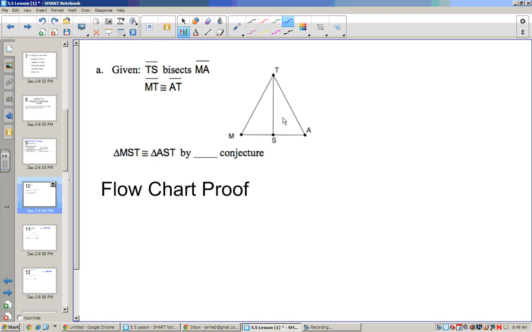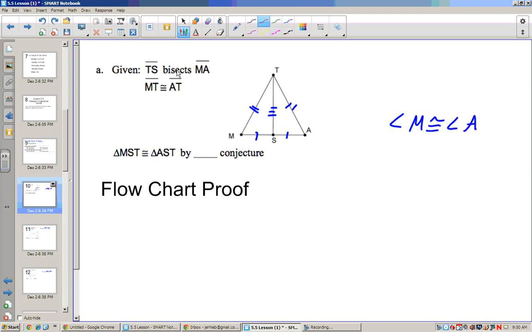Now, TS bisects MA. So from that, we know MS is congruent to SA. We know MT is congruent to AT. And we know that TS is in both of the triangles. I guess I really don't need that, but I'll put that there, showing that it's on the left triangle and on the right-hand triangle. So what I want to do here is prove that these triangles are congruent, and from that I can prove something else. Say I could prove that angle M is congruent to angle A.